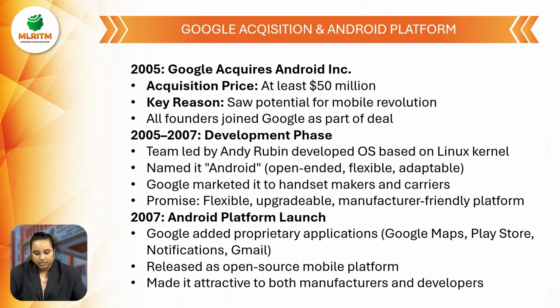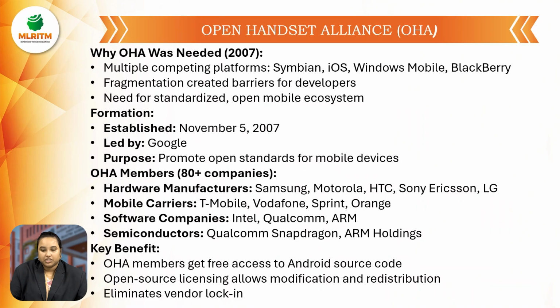In 2007, the Android platform was launched. Then Google added proprietary applications like Google Maps, Play Store, notifications, and Gmail, and released it as an open source mobile platform. This made it attractive for both manufacturers and developers, which is called the OHA, Open Handset Alliance.